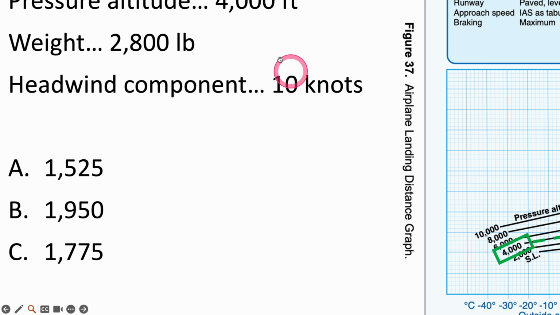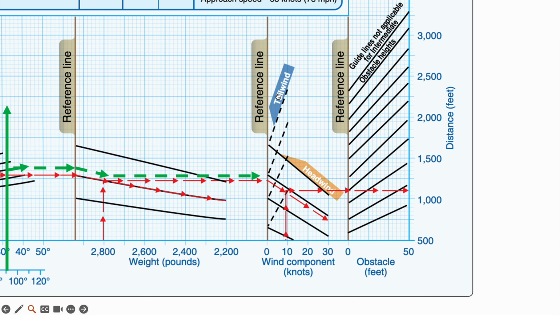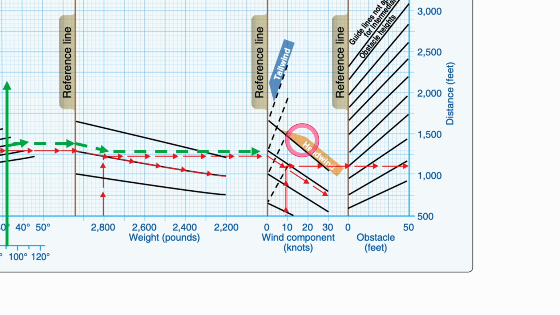So wind was headwind component 10 knots. So here's the label for headwind. It means you're going to trace this downward along the black solid lines until we get to 10. So here's 10. Then you go straight across again.